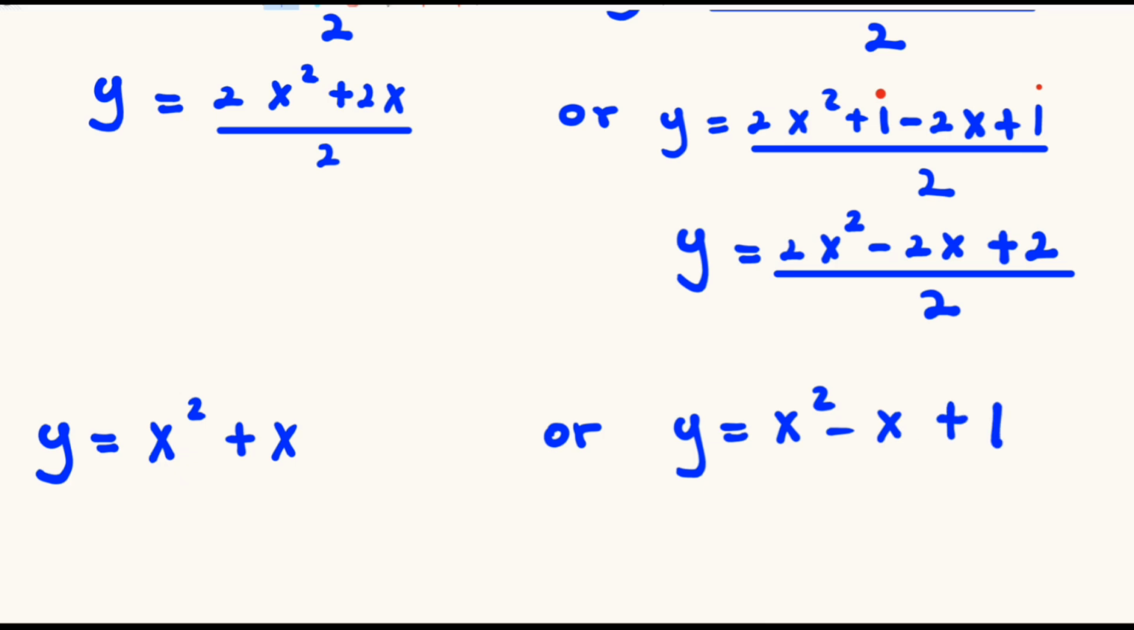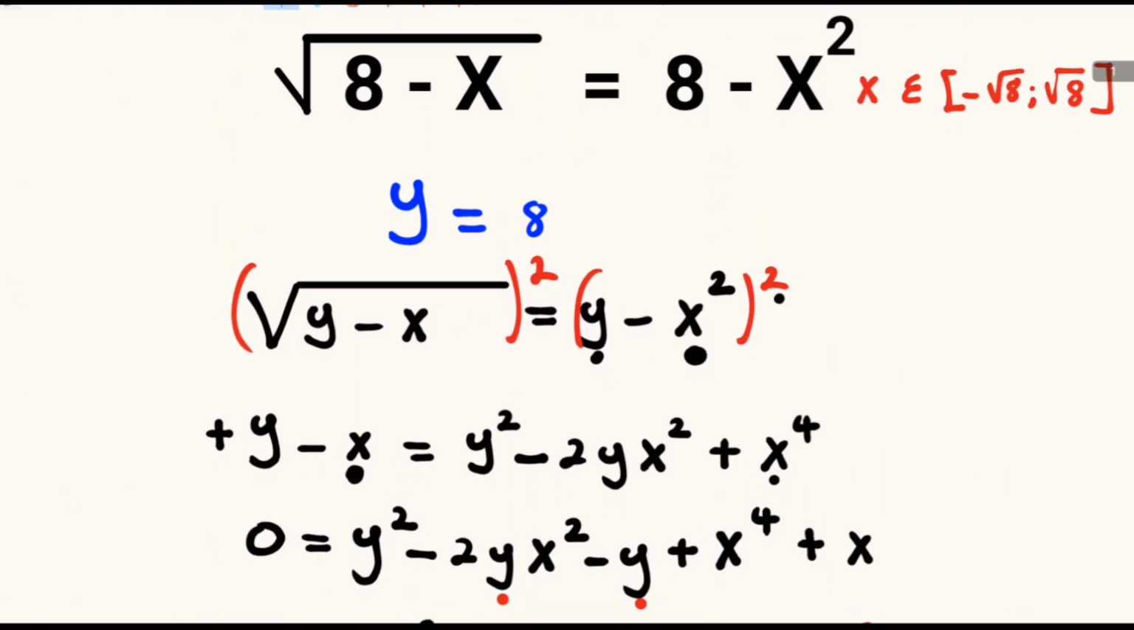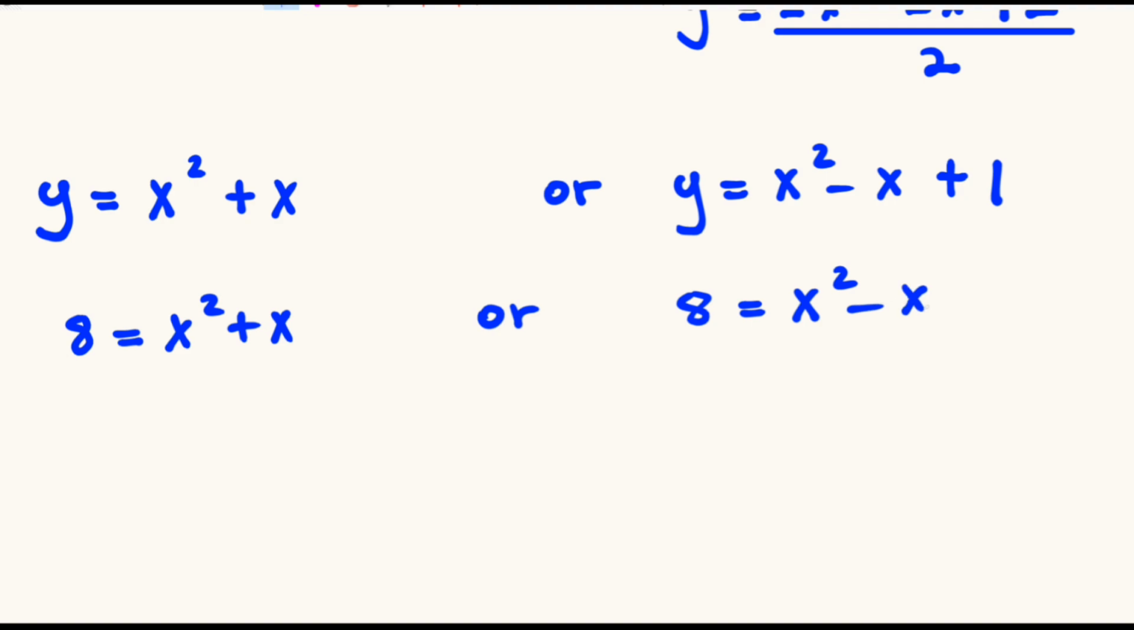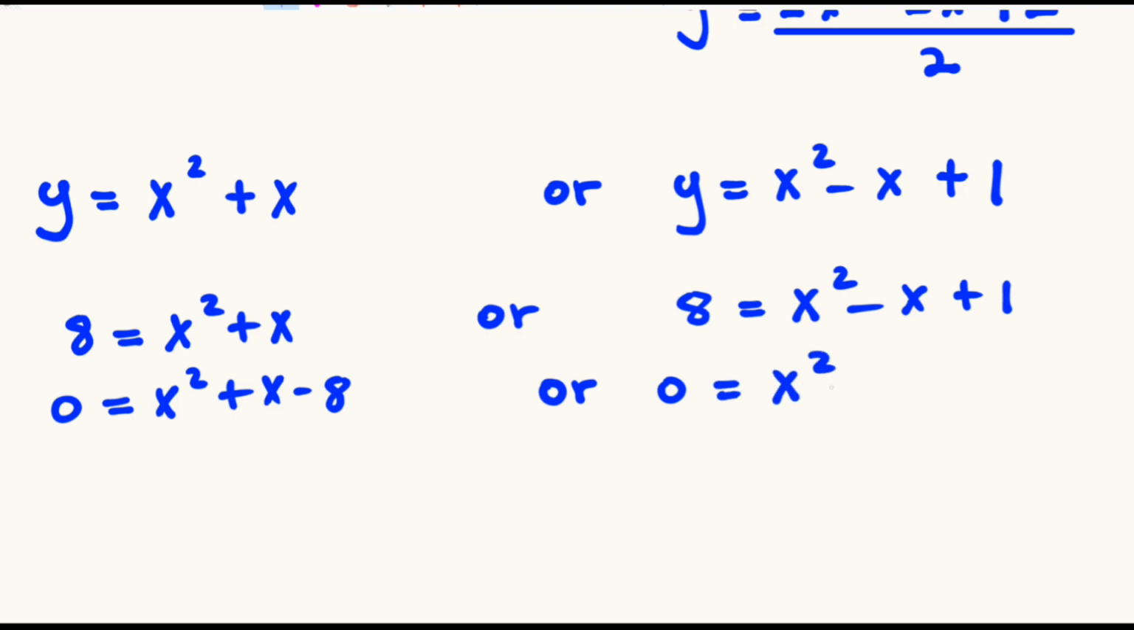We remember that we introduced a parameter y which was equal to 8. In the place of the y, we substitute back the 8, and this will be equal to x squared plus x. Our 8 will be equal to x squared minus x plus 1. So our 0 will be equal to x squared plus x minus 8, or 0 will be equal to x squared minus x minus 7.